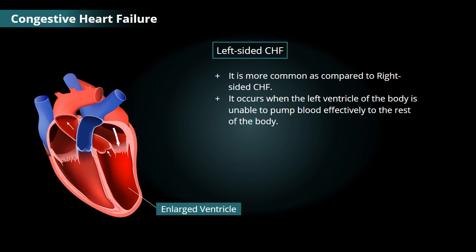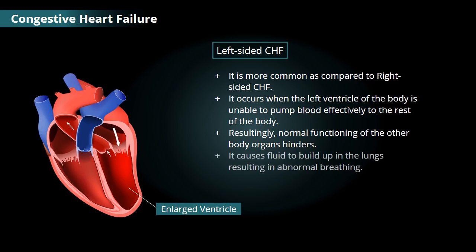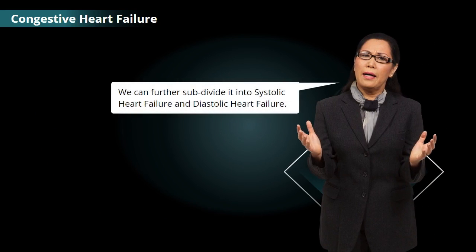It occurs when the left ventricle of the heart is unable to pump blood effectively to the rest of the body. When this happens, the normal functioning of the other body organs is hindered, which causes fluid to build up in the lungs, resulting in abnormal breathing. We can further subdivide it into systolic heart failure and diastolic heart failure.